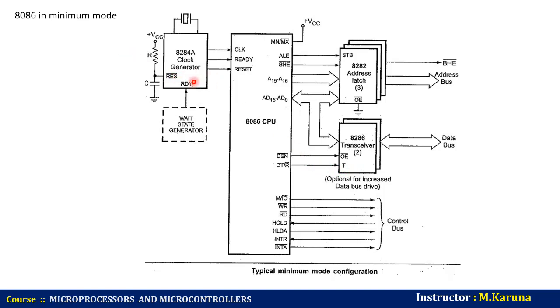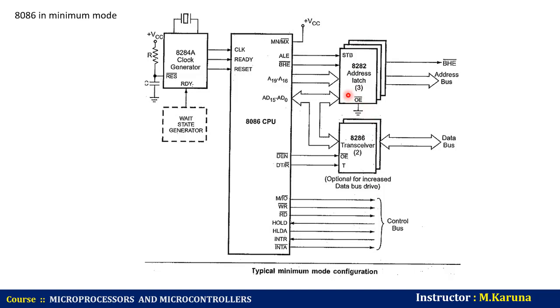The clock generator generates the clock from the crystal oscillator. Since this minimum mode system has 20 address lines, AD0 to AD15 and A16 to A19, and 16 data lines, the CPU requires 3 octal address latches and 2 octal data buffers for the complete address and data separation. Let us see how it works.